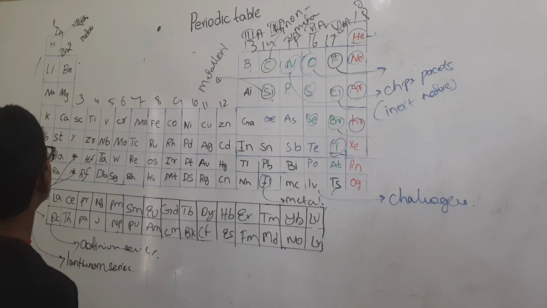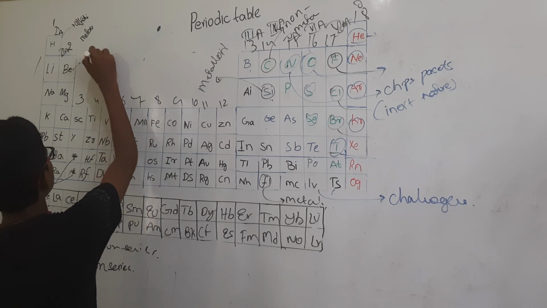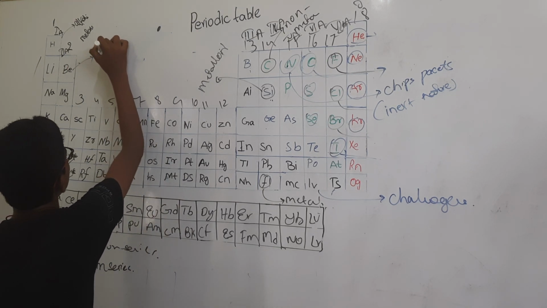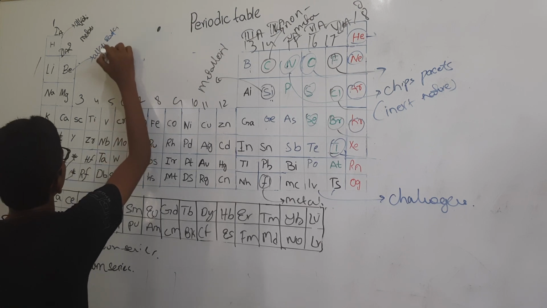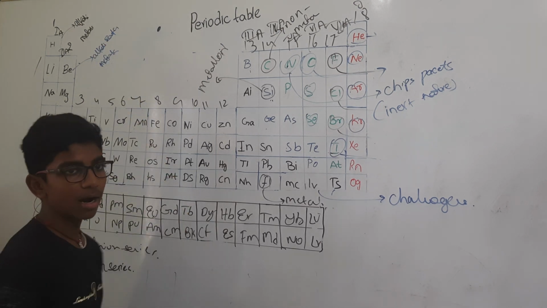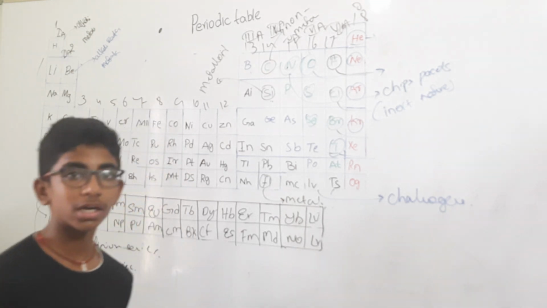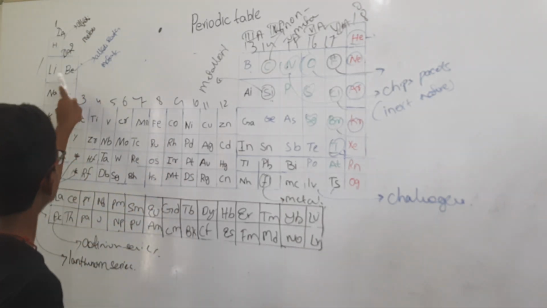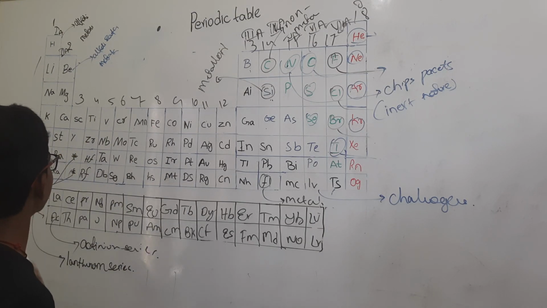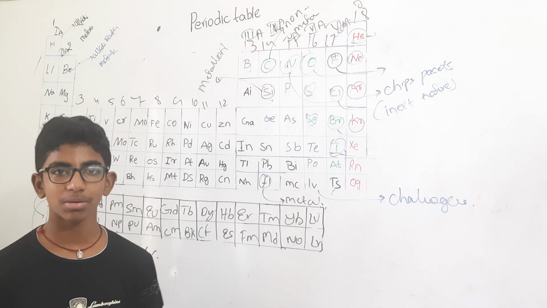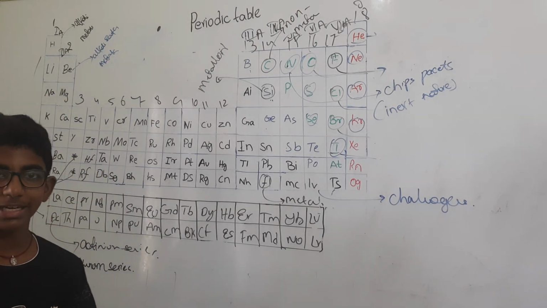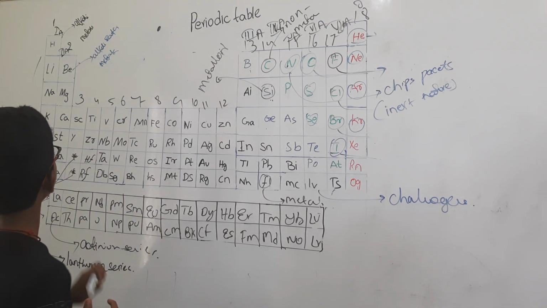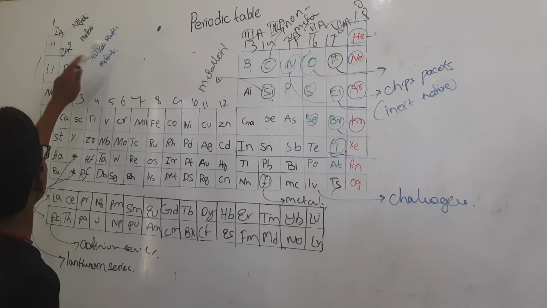Next, see the 2nd A group. The 2nd A group is also known as alkaline earth metals, which occur mainly in the earth. This group has beryllium, magnesium, calcium, strontium, barium, radium. In this, calcium is used to strengthen our bones, and magnesium is used in crackers.